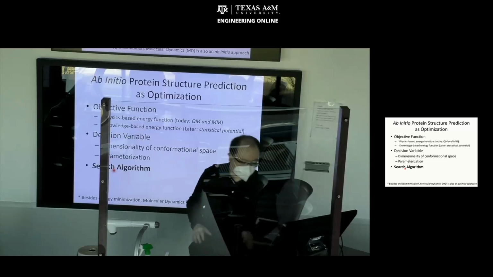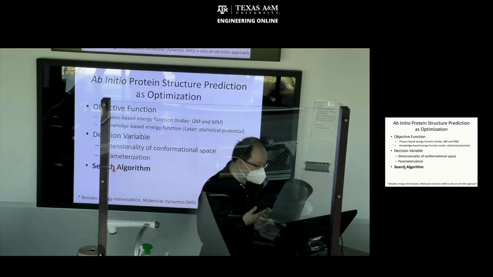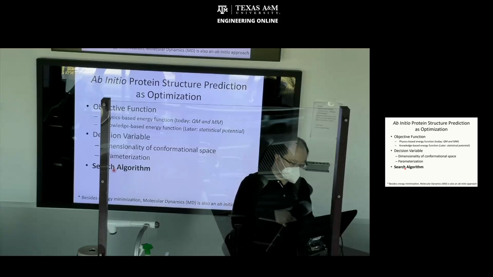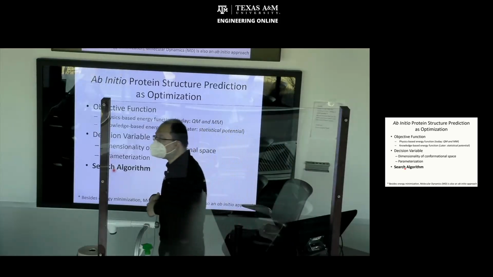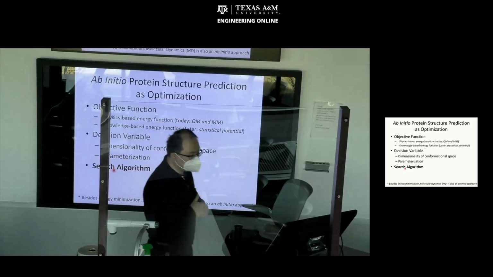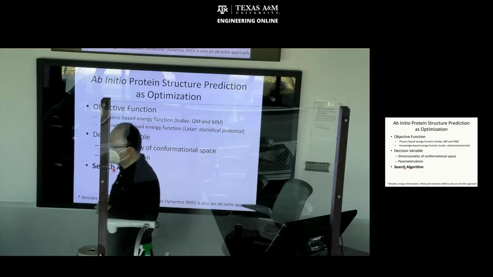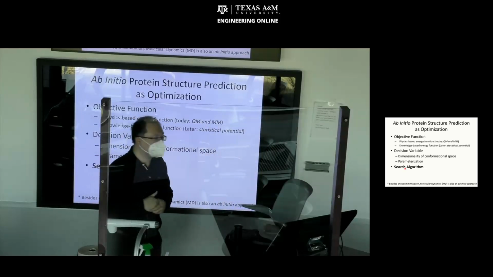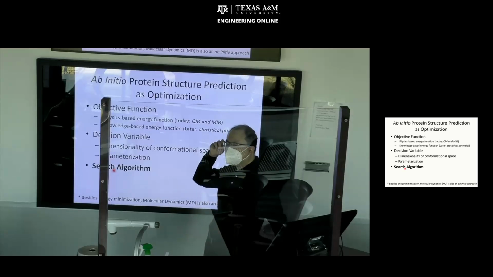Lastly, let's talk about the search algorithm. So based on what we have talked about for objective function and the decision variable, what can you say about the search algorithm? Do we need a search algorithm? I think we do, right? But what are the challenges based on what you have learned about objective function and decision variables? Any challenges?